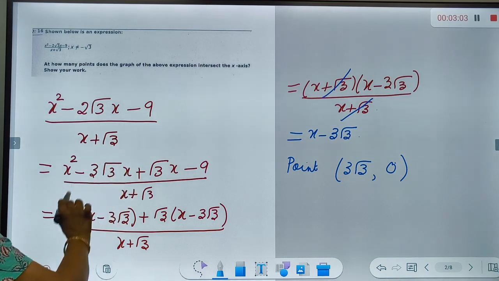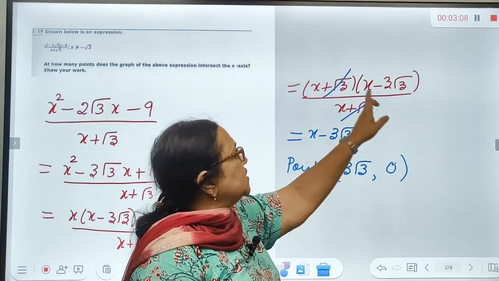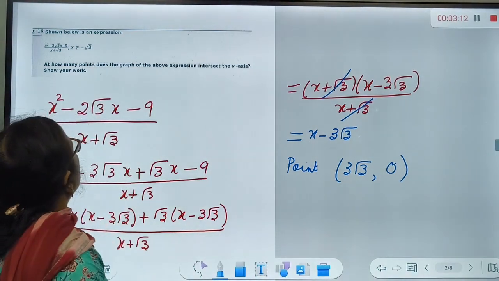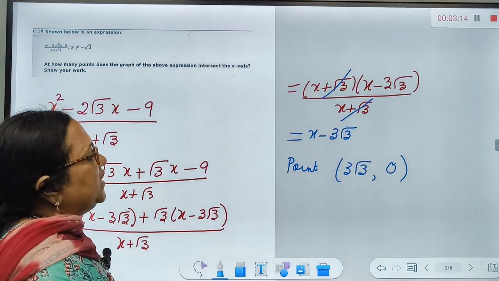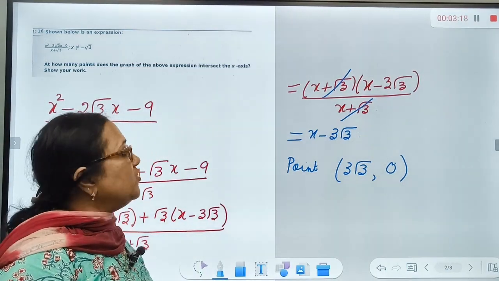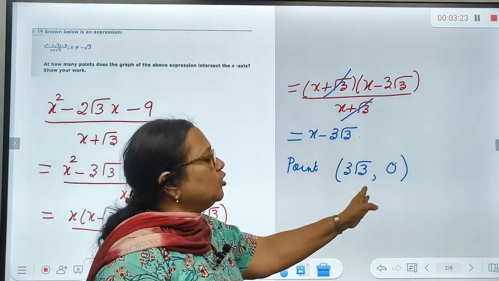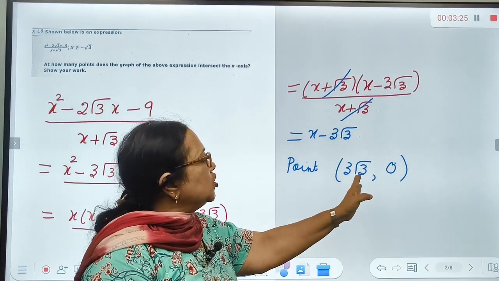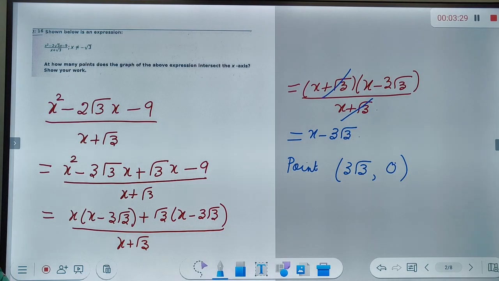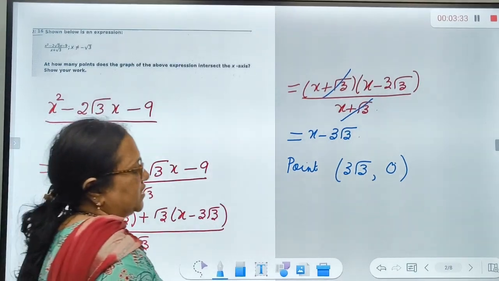So we have factorized the numerator. It becomes x plus root 3 into x minus 3 root 3. Cancelled out the common factor. We get x minus 3 root 3. So if it were equal to 0, x will be 3 root 3. So where will it intersect the x-axis? When I put the y-coordinate as 0. So when I put this as 0, I get x equal to 3 root 3. Right? So 3 root 3 comma 0 is the point where the given expression, when you draw it as a graph, will intersect the x-axis.